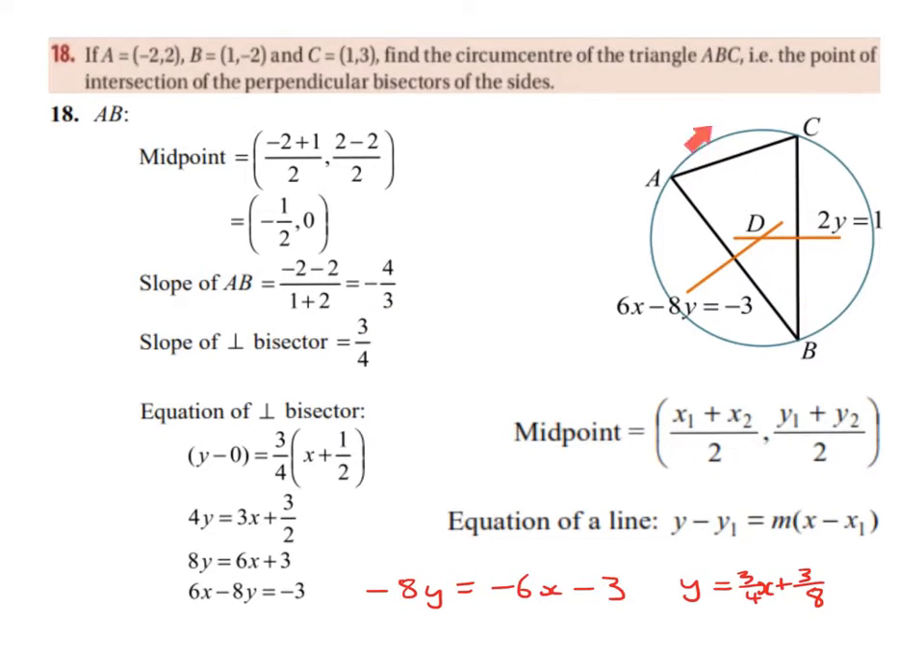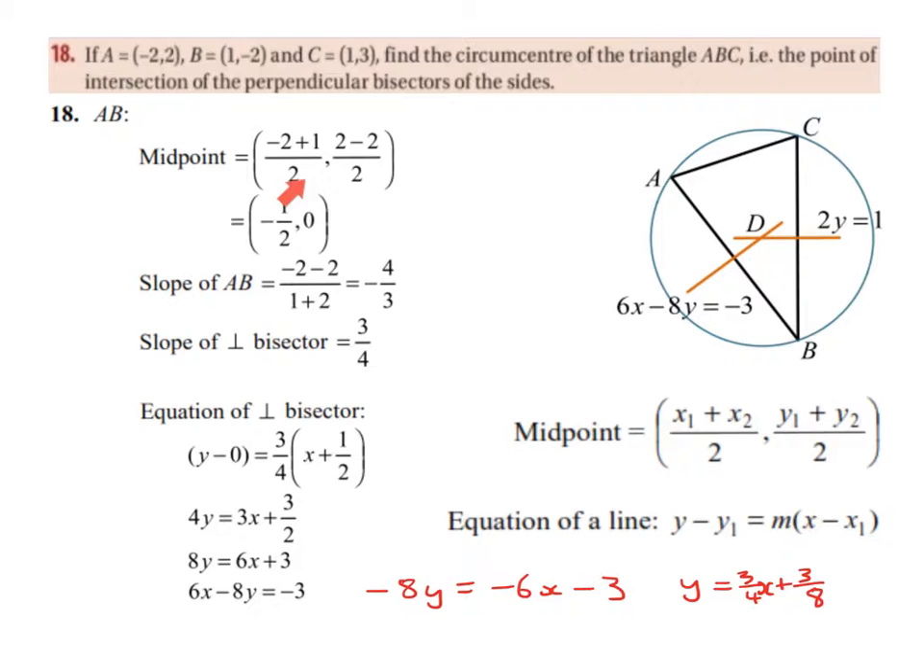So if the slope of AB is -4 over 3, then the slope of the line that's perpendicular to AB, which happens to be our perpendicular bisector, is going to be positive 3 over 4. So we turn 4 over 3 upside down and we change the minus to a plus. So the slope of the perpendicular bisector is 3 over 4.